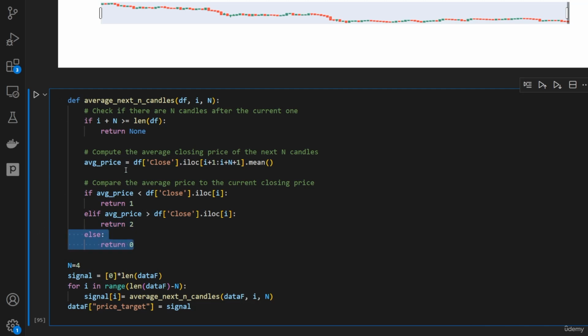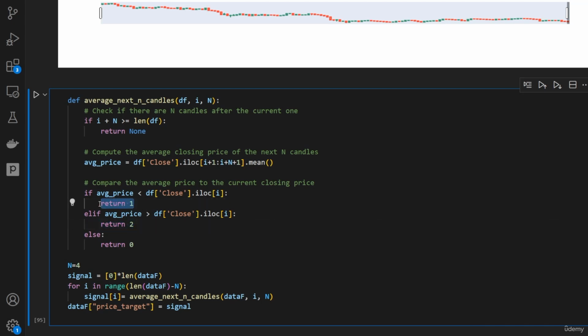n is equal to 4, so I'm using 4 future candles, and the signal is equal to 0 at first, so I'm filling the list with zeros. And for i in range over the whole data frame minus n, because we still need the last few candles as an edge case, the element signal i is equal to the average_next_n_candles function result. So it's going to be one of these, either 1 or 2.